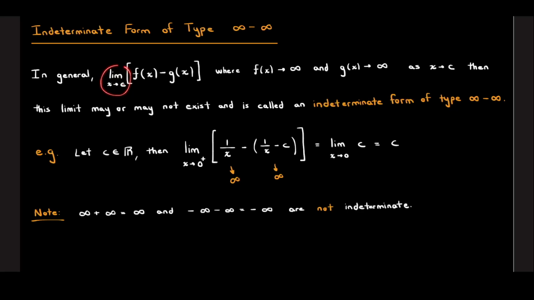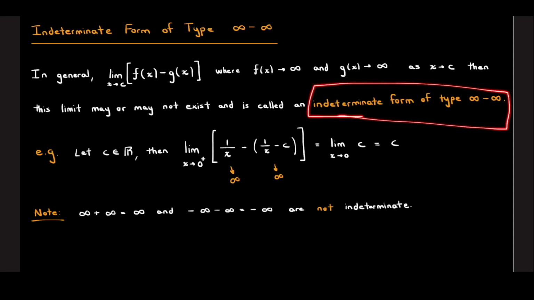The limit as x approaches c of f of x minus g of x, where f and g are both going to infinity, or they could also be both going to minus infinity. Then it turns out that this limit may or may not exist, and is called an indeterminate form of type infinity minus infinity. So first, let's convince you of why this is indeterminate.